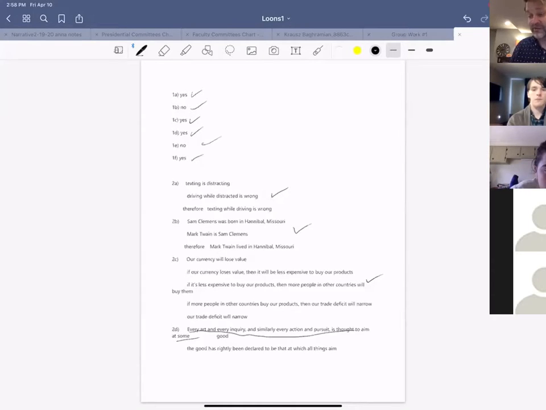So what those sentences would be like: premise one, every art is thought to aim at some good. Every inquiry is thought to aim at some good. Every action is thought to aim at some good. Every pursuit is thought to aim at some good. And then your conclusion would be, the good has rightly been declared to be that at which all things aim.